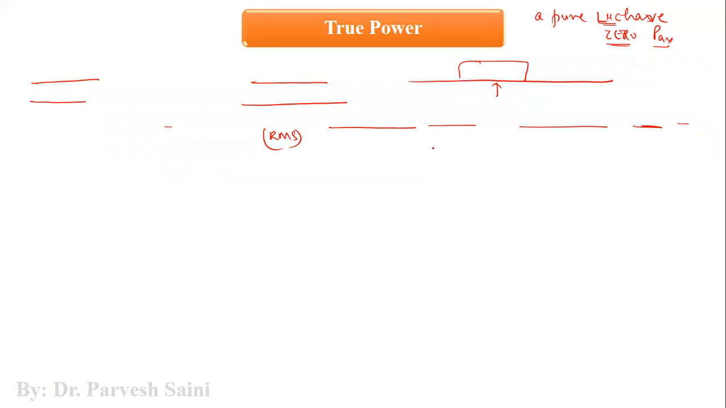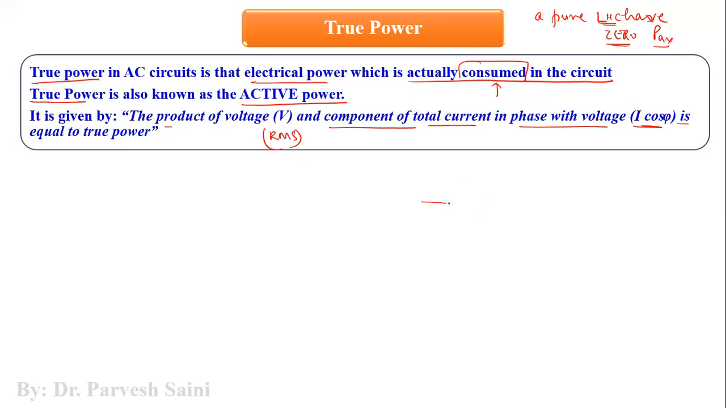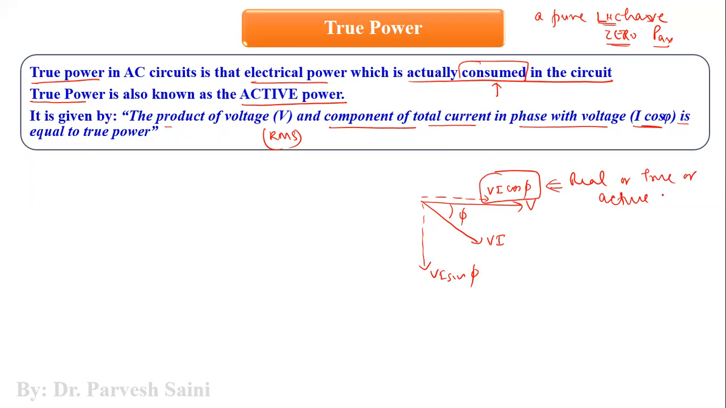So if we see that phasor diagram once again, this is V, and then we have VI cos phi, and then we have VI, which is the resultant, and then we have VI sin phi, and this is phi, the phase angle. Now, this is what we call real or true or active power. So that means we have multiplied V with I cos phi to get the active power.